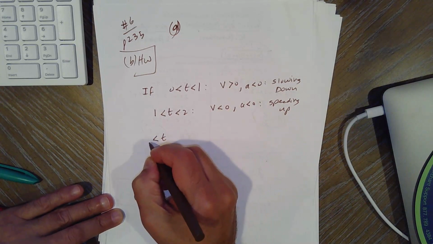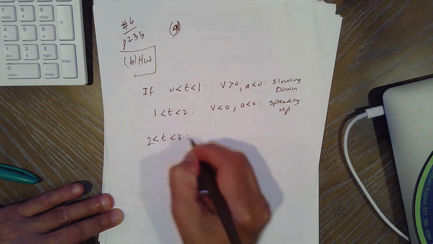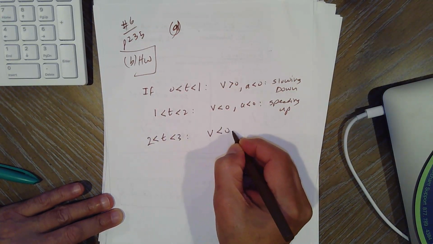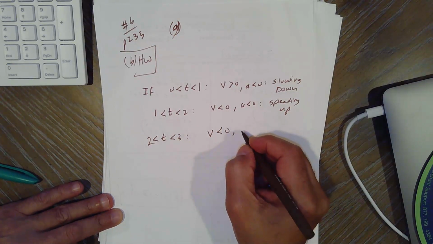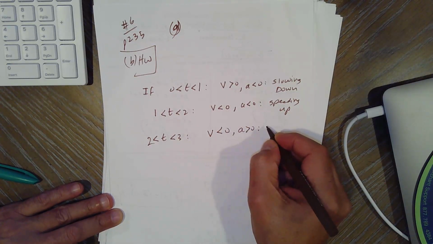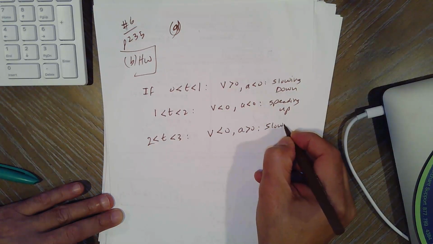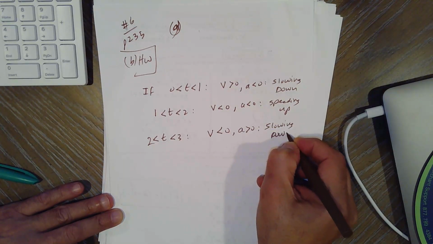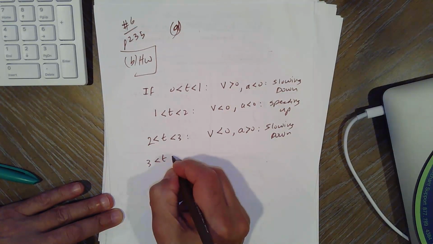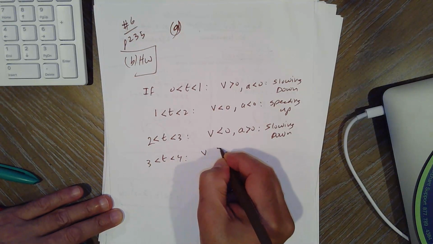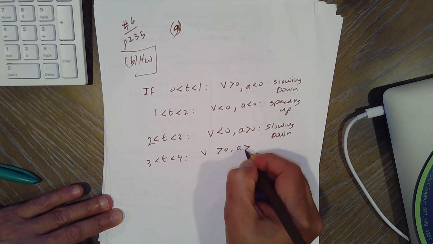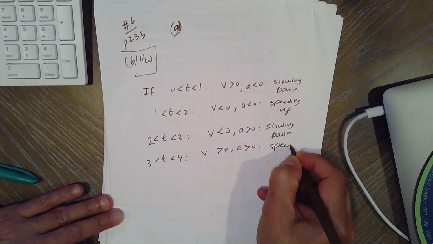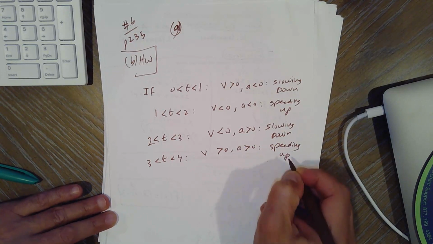If t is between 2 and 3, velocity is negative because it has negative slope, and a is positive because it is concave up, so it's slowing down. And between 3 and 4, velocity is still positive, and acceleration is also positive, so it's speeding up. Okay, that's how we know.